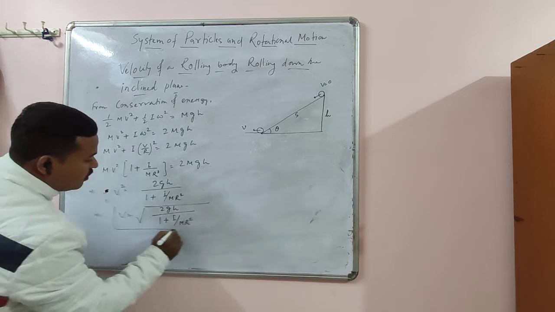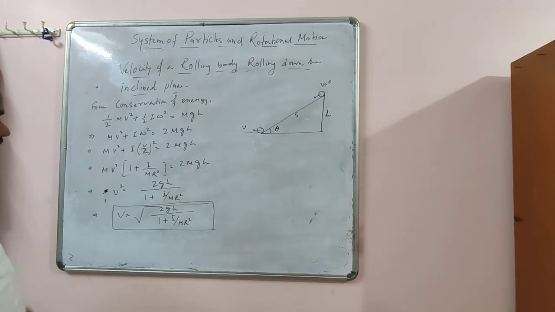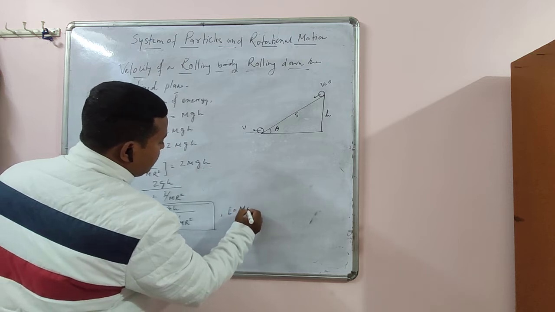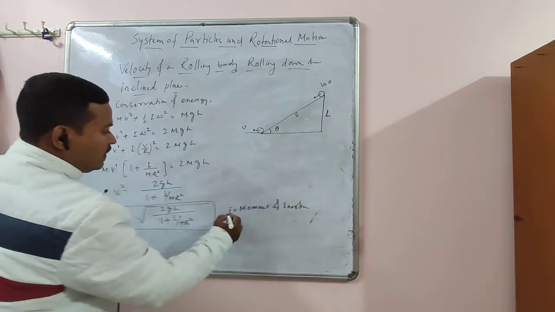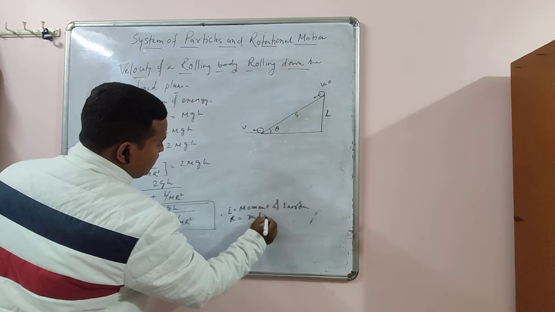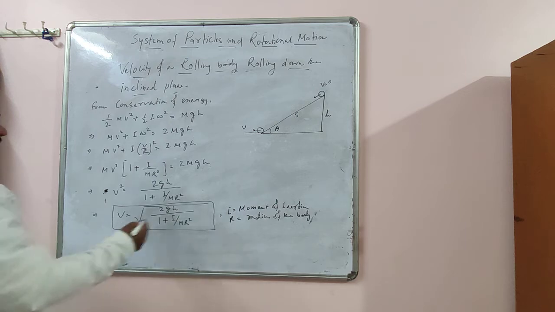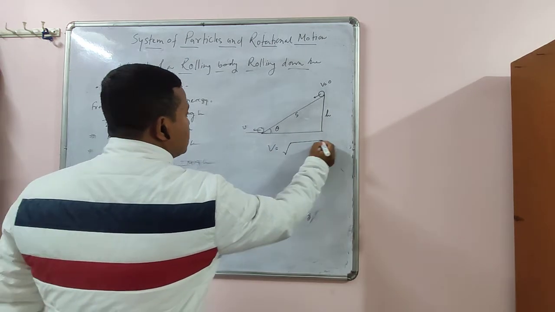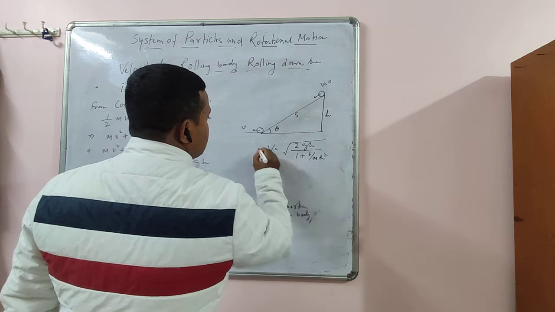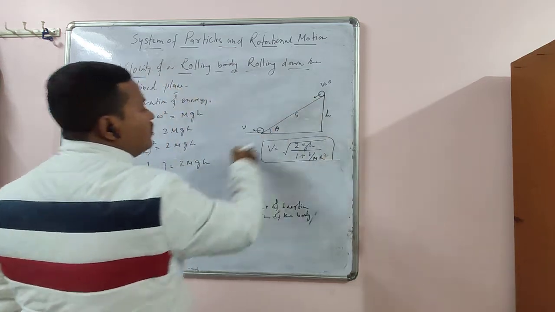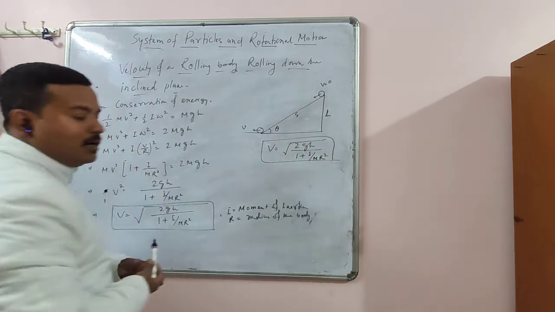So this is one of the very important formulas. From this formula you will get questions in entrance exams, NEET as well as JEE Mains. Here I is the moment of inertia, r is the radius of the body, and of course m is the mass. So the velocity v is equal to root over 2 g h by 1 plus I by m r square. This is the velocity of the body rolling down the inclined plane, where h is the height of the inclined plane.